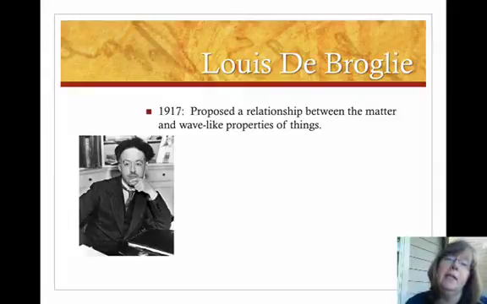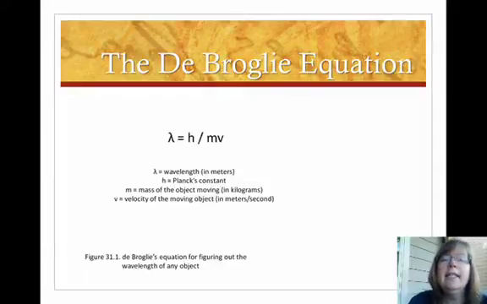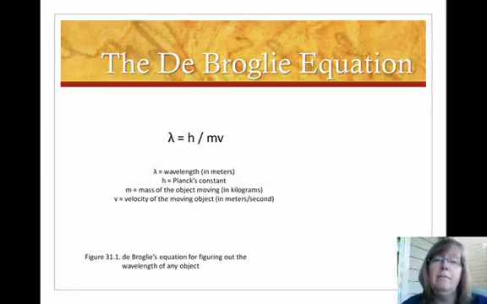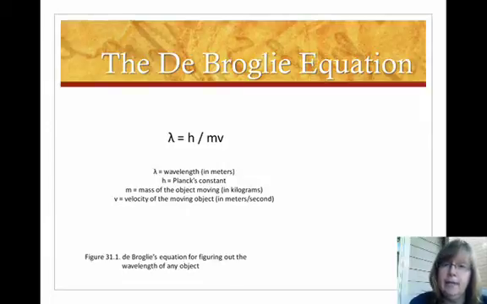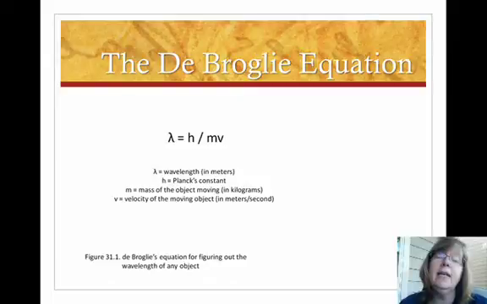And here's what his equation looked like. It said that the wavelength of any type of particle or anything was equal to Planck's constant, h, divided by the mass times the velocity. Again, lambda is our wavelength in meters, h is Planck's constant, m is the mass of the object that is moving, and it has to be in kilograms. And v is the velocity in meters per second.